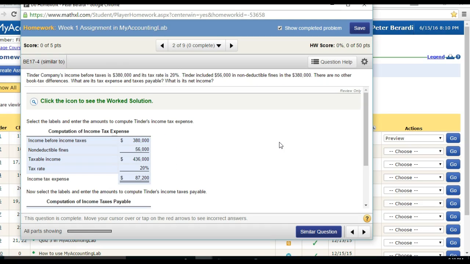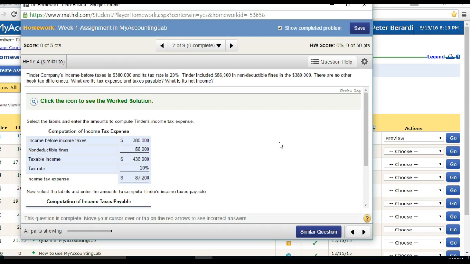Problem 2. Tinder Company's income before taxes is $380,000 and its tax rate is 20%. Tinder included $56,000 in non-deductible fines in its $380,000 income before income taxes. There are no other book tax differences. What are its tax expense and taxes payable? What is its net income?